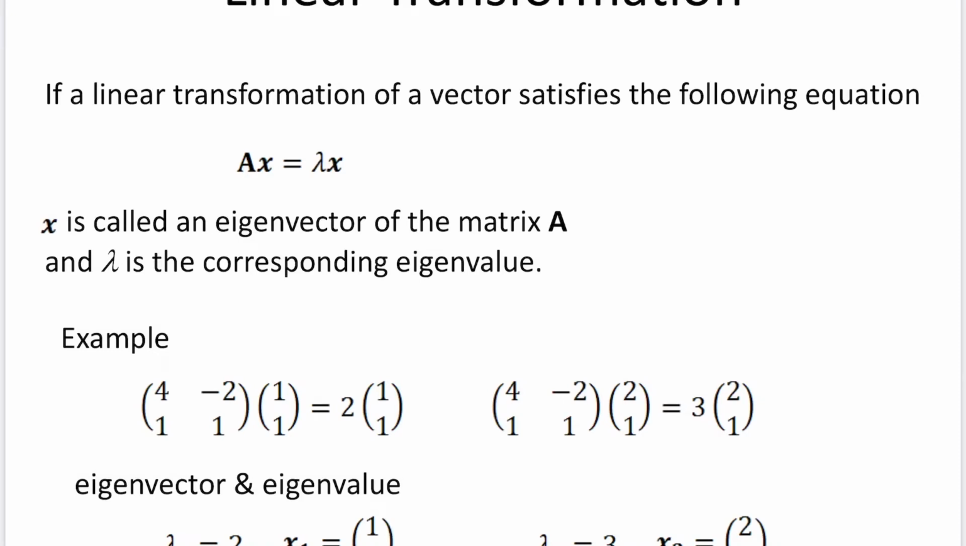In the last session, we learned that if we successfully transform the matrix, we could solve the differential equations. So in this session, we are going to study such a transformation of a matrix. If a linear transformation of a vector satisfies the following equation, where A is a matrix and X is a vector, the product AX is equal to lambda X. In this situation, X is called the eigenvector of matrix A, and lambda is the corresponding eigenvalue.